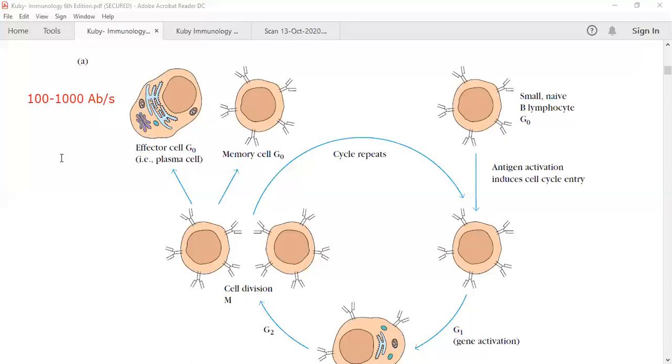This is huge. They can produce so many antibodies per second. Now, actually, we are deviating from the topic. We are discussing our primary lymphoid organs, but this diagram came in between. So I need to explain this to you. If you understand this, then we will move to our primary lymphoid organs.